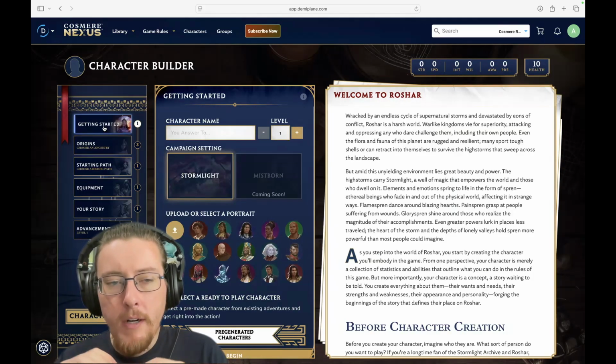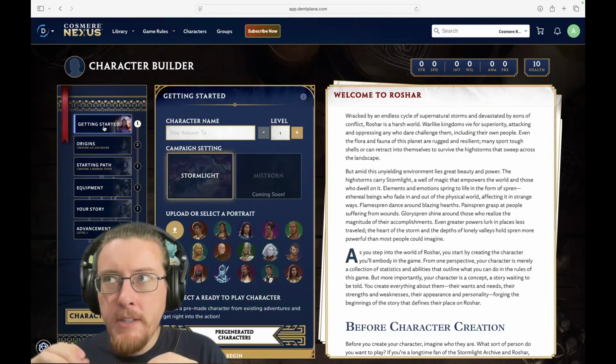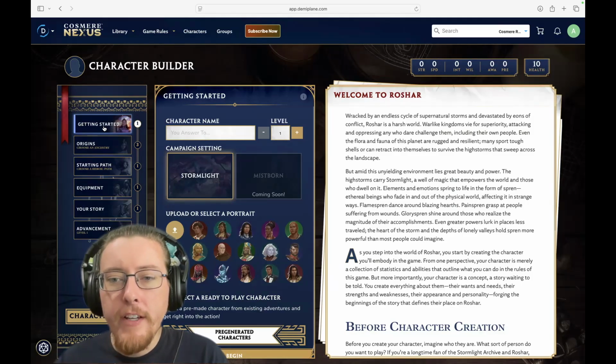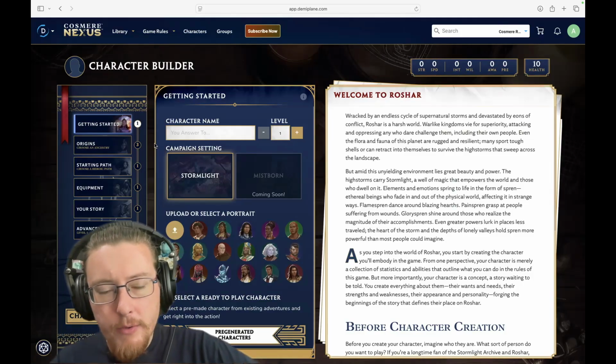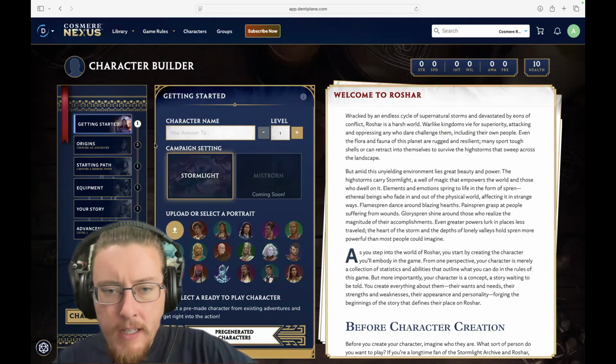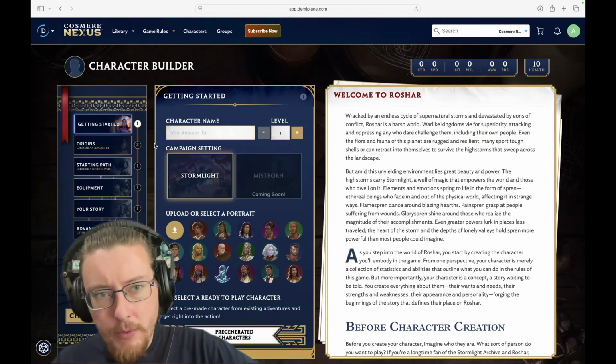You can be whatever you want to be from the Stormlight Archive. You can figure out a way to make it happen and work with your GM if you need to fudge things here and there, if they use the rule of cool. So many options. Let's get into it.